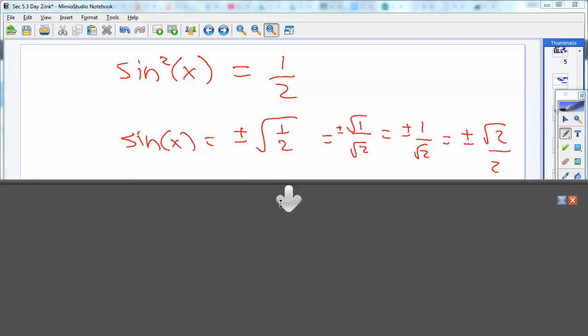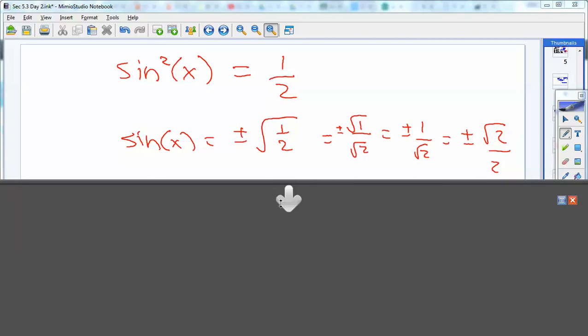When you do the square root of a fraction, you can do the square root of the top, square root of the bottom, which is square root of 1 over square root of 2. Square root of 1 is just 1, square root of 2, we don't leave it like that because we're used to seeing it as square root of 2 over 2. If you multiply top and bottom by radical 2, you get root 2 over 2, which is one of our nice numbers that we know about.